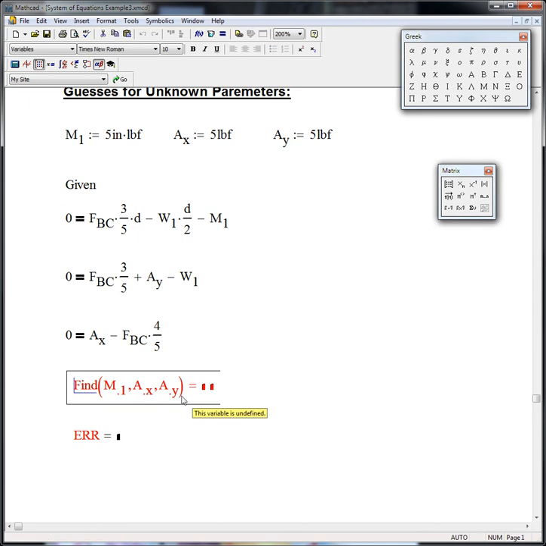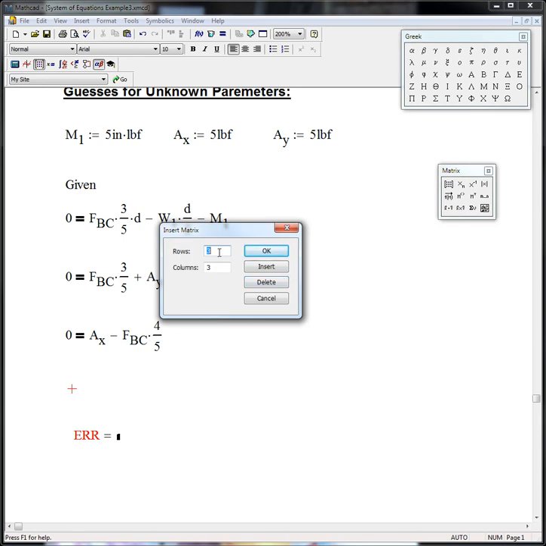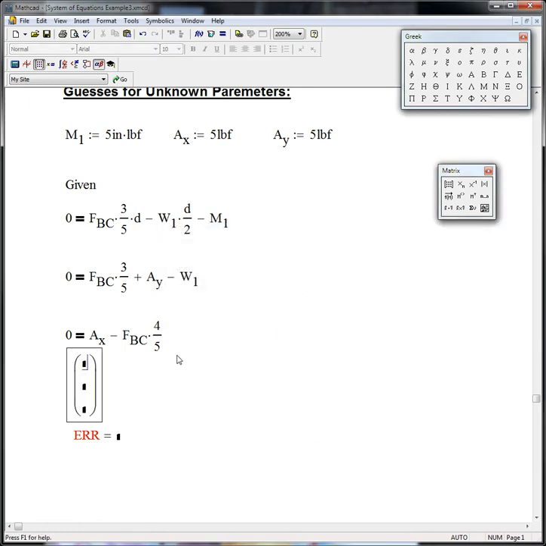So what I'm saying is, I'm just going to delete that, and I'm going to put in a vector. I have this toolbar right here, and this vector we will want to have 3 rows and 1 column. Okay, and we have to give it a different name, so I'm just going to say SM for solution for M1, and then solution for AX, and solution for AY. Okay. And so then I'll hold down the shift and the colon, and so that will now be equal to, and then we'll use find.